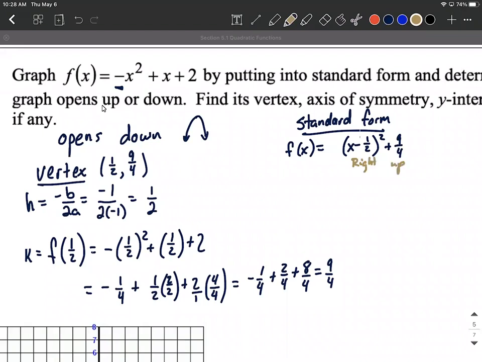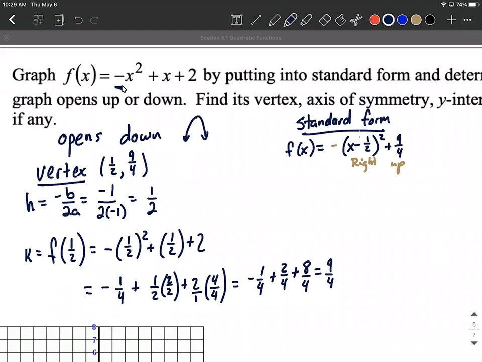Now, the other thing we have to be very careful about is there could be a stretch or compression happening out in front here, maybe a reflection. This information is the exact same a that would go out here as what we have as a in the original. So in our case, we're going to put a negative, or negative 1, out in front.